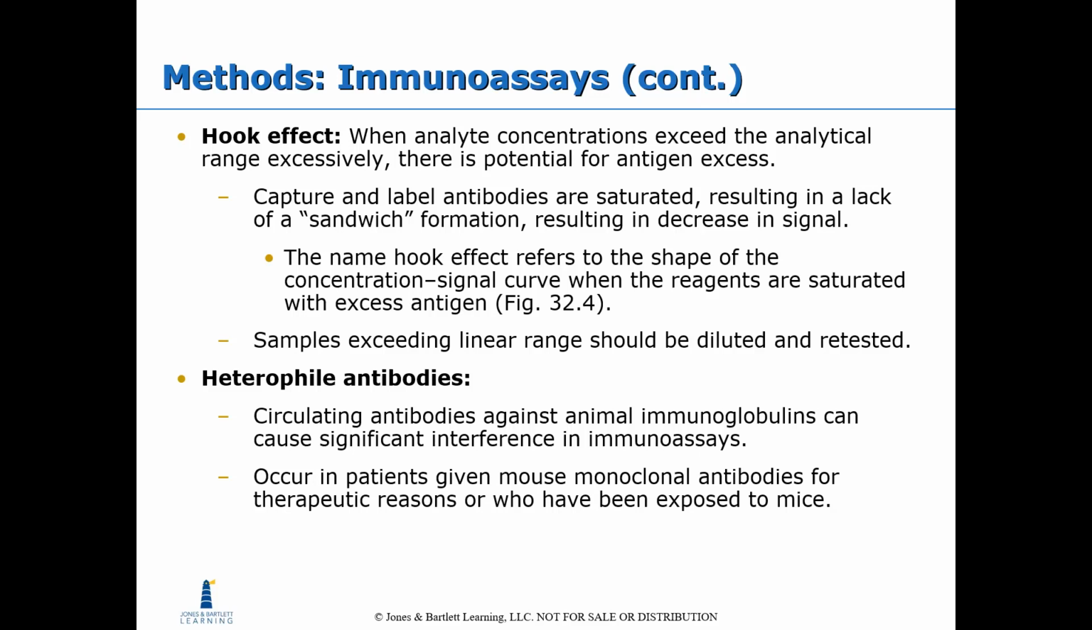Heterophile antibodies, circulating antibodies against animal immunoglobulins, can cause significant interference in immunoassays. They occur in patients given mouse monoclonal antibodies for therapeutic reasons or who have been exposed to mice.